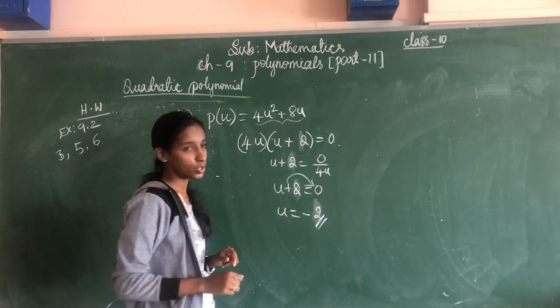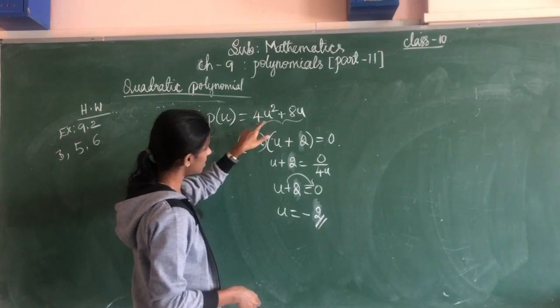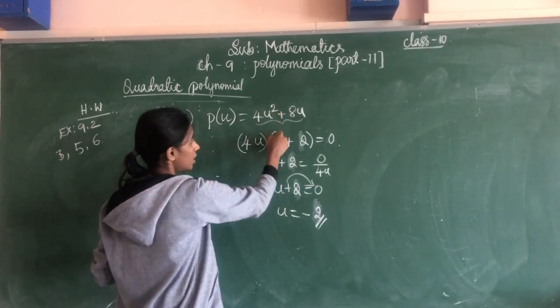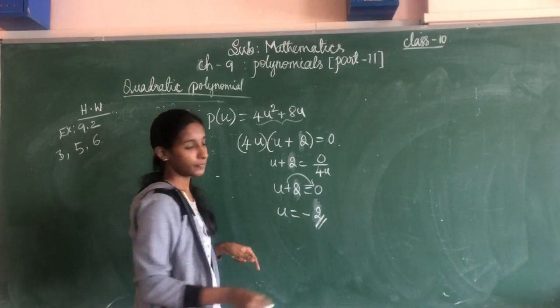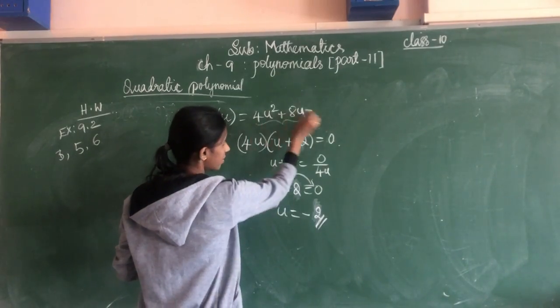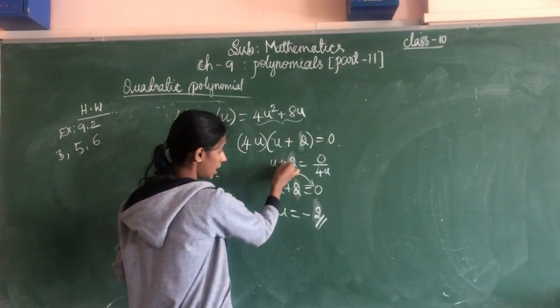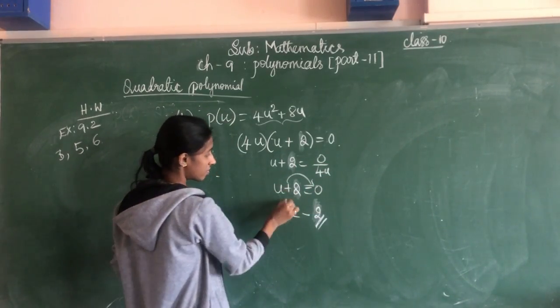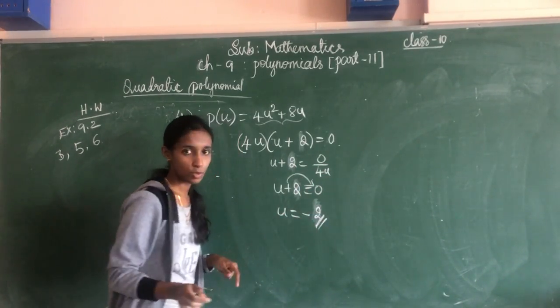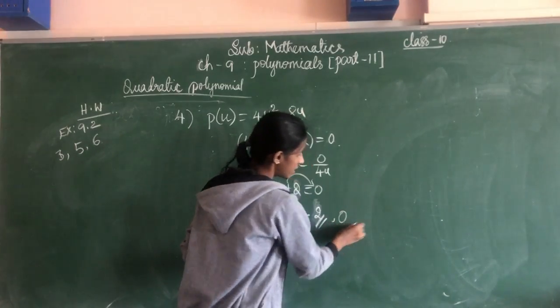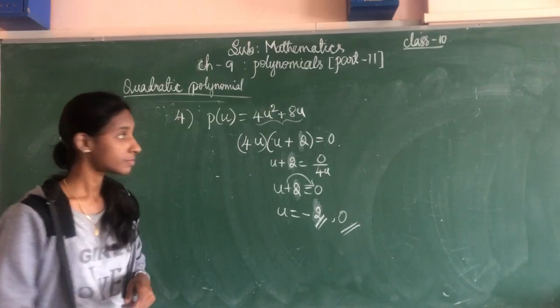4u square plus 8u. I have taken 4 as common and u is also common. Isn't it? If I take 4u as common, what is remaining? U plus 2. Now, if I shift this to this side, what happens? 0 by 4u is 0 only. U plus 2. If I shift this plus 2 to this side, it becomes minus 2. So one zero is minus 2. One root. What will be the other? It is 0.